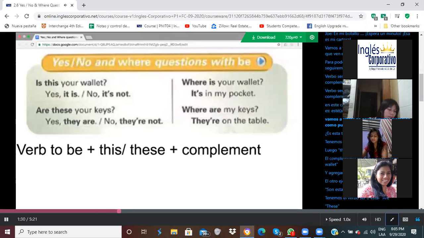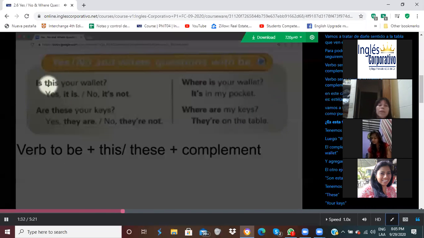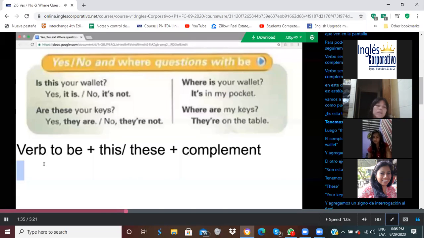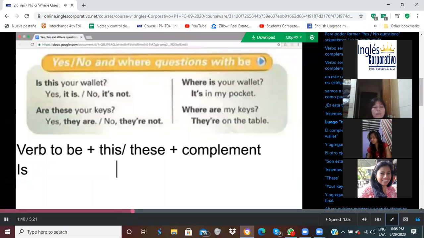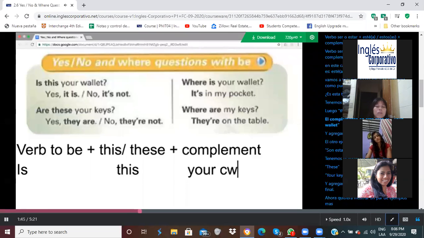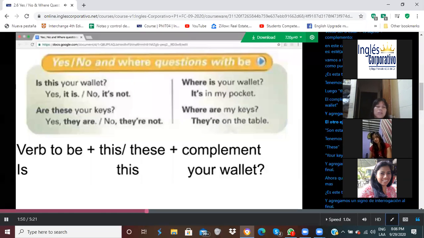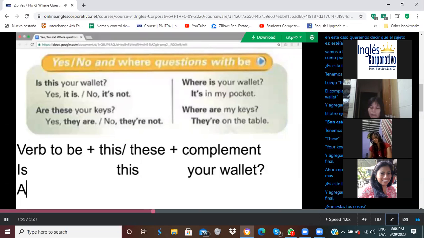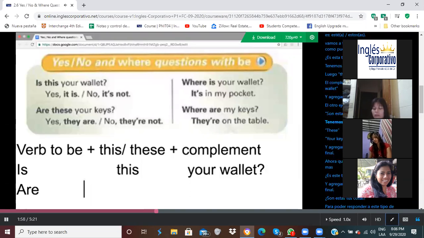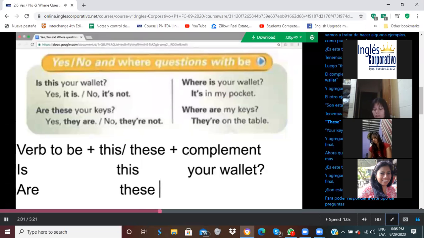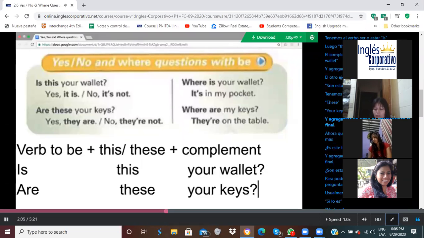As you can see on the screen, the example: Is this your wallet? We have the verb to be, in this case is, and then we're going to use this. The complement in this case is your wallet. And then of course we put a question mark there. The other example that you see on the screen: Are these your keys? We have a verb to be, these, your keys, and of course we put a question mark at the end.